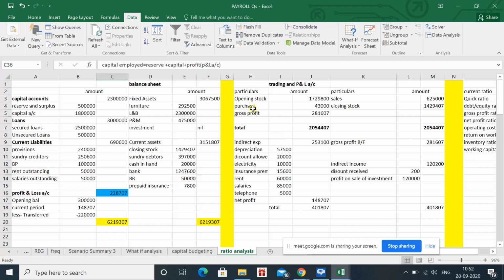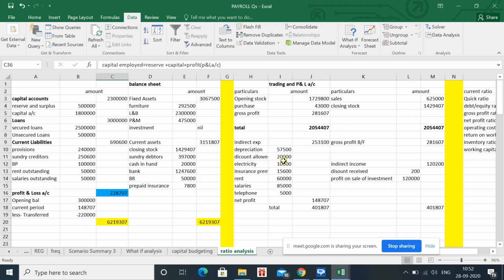We have opening purchases, we have the gross profit, we have the sales, we have the closing stock. You can see that we don't have net sales, meaning we don't have the purchase returns and sales returns. So purchase and sales will be the same.